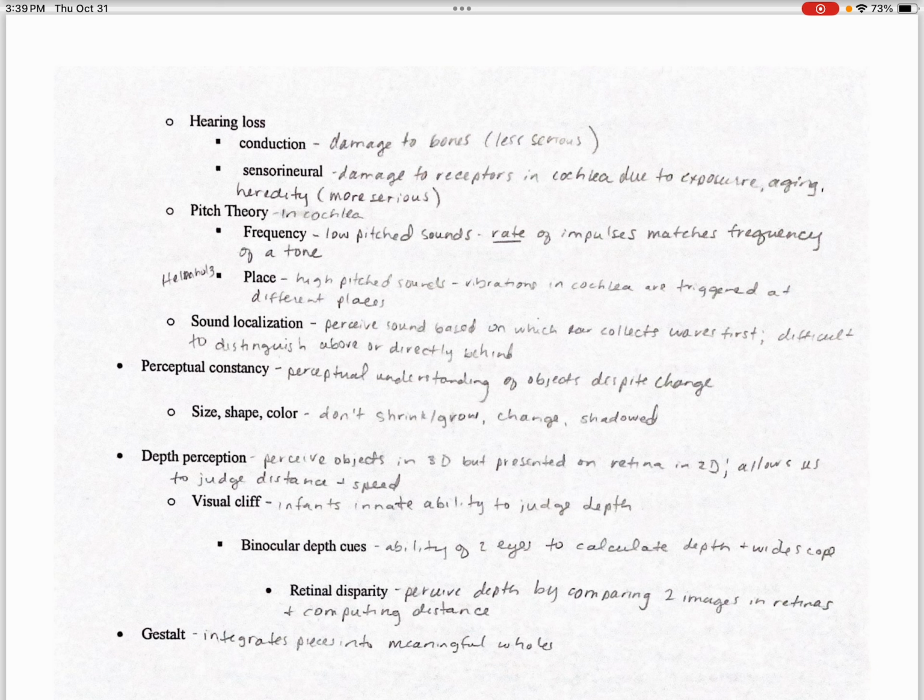If something is in a shadow, we know the color doesn't change. Now, what we see on our eyes is not actually what our brain perceives. So if you've ever heard the expression, our minds can play tricks on us, it's a good thing, actually. We would like some perceptual constancy.